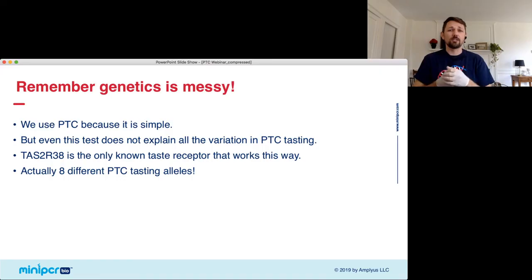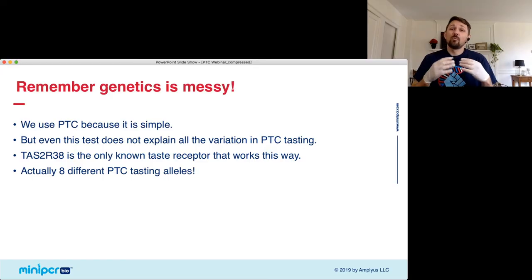One thing that we really want to just note here, remember genetics is really messy. We use PTC because it is simple, because it's a really clear example, but even PTC doesn't really explain everything. Remember that mom and daughter number one really, really hate the taste of PTC. Dad and daughter number two don't mind it that much. Like, don't like it, but don't mind it that much. That cannot be explained by genotype. So even this example has more underlying complexity than we talked about.